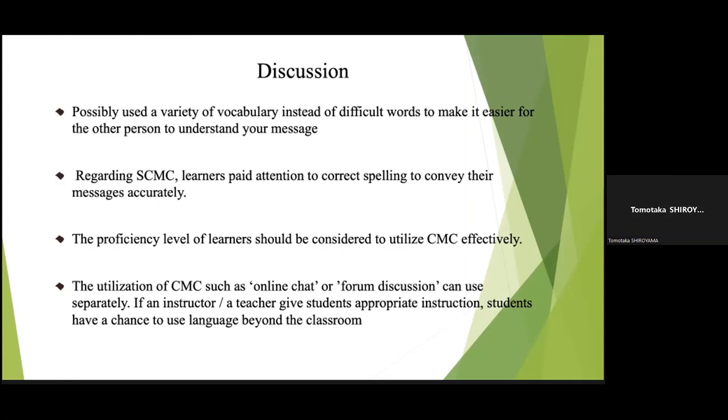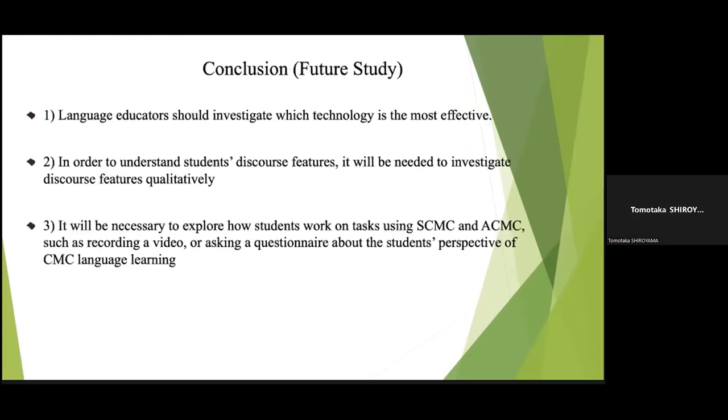And future study and the conclusion. The first one is that language educators should investigate which technology is most effective. As I already said, think about not only which technology is the best, but also that instruction is important, because especially for beginners and pre-intermediate learners, it is too difficult to use the language beyond the classroom.